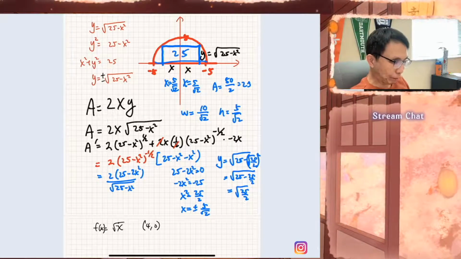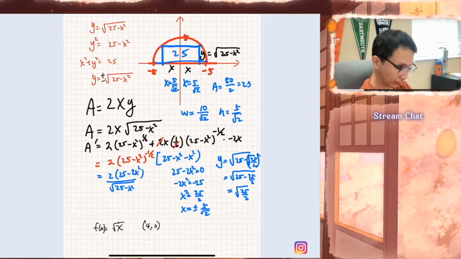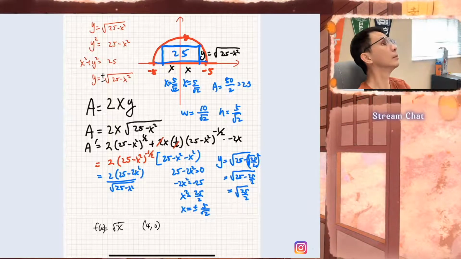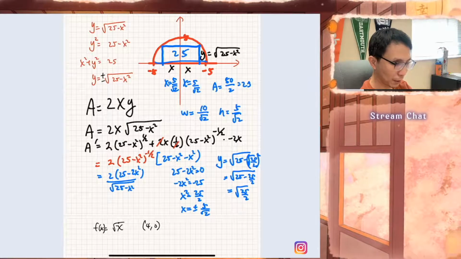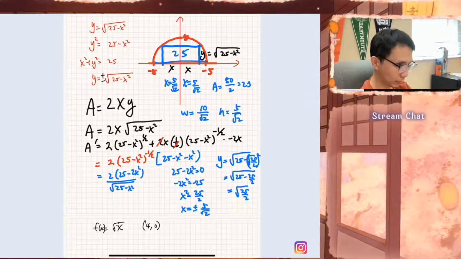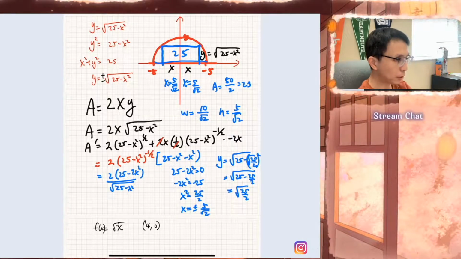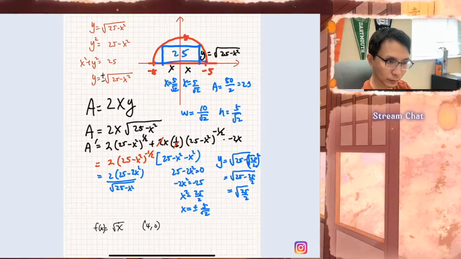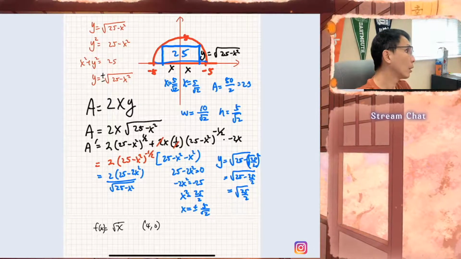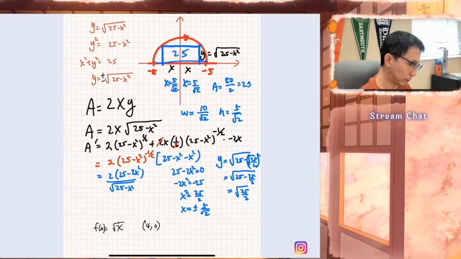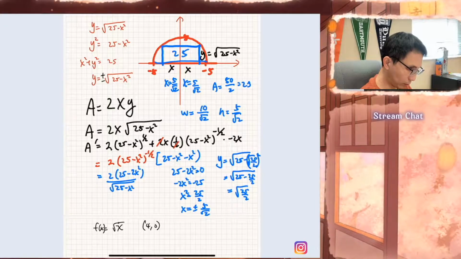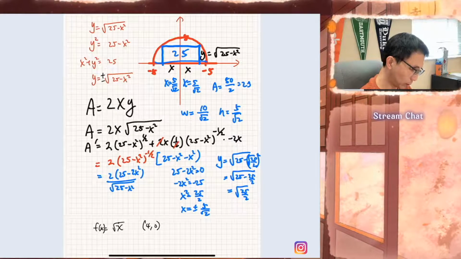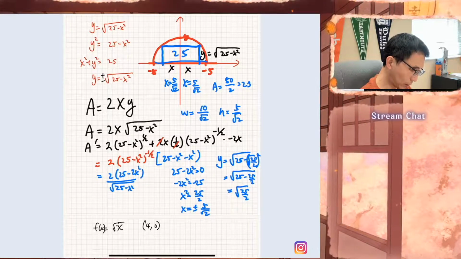I got this. Wait, how did you get height equals 5 over 2? I plug it into the original equation, the 25 minus x squared. Wait, 5 over square root of 2, isn't that the width? It's also x. No, oh wait, never mind. Yeah, that's x. The width is 2 times that.